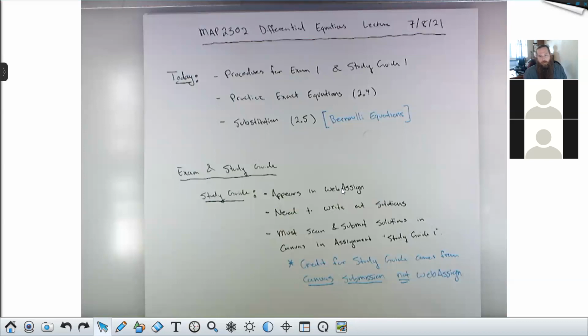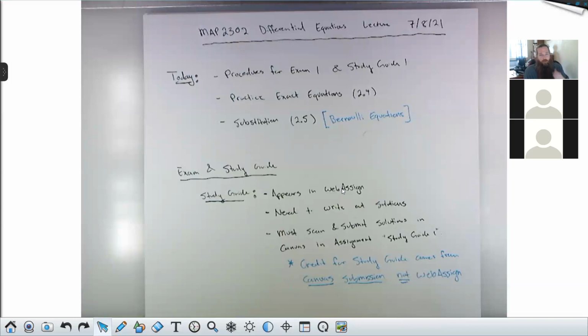So the point of the study guide is for you to write out your work, scan it, and submit it in Canvas. And that gives me an opportunity to look at it. That way I can get to know your style. It also gives me an opportunity to give you some feedback on it. And I will do my very best to look through everybody's study guide submissions and get you some feedback as quickly as possible. This means that it's worthwhile to try to get them done somewhat quickly.